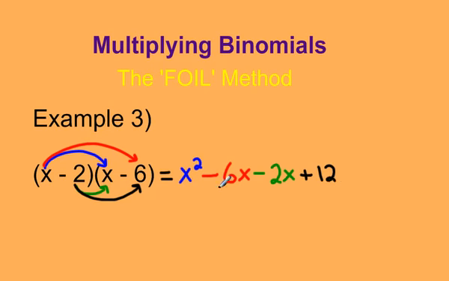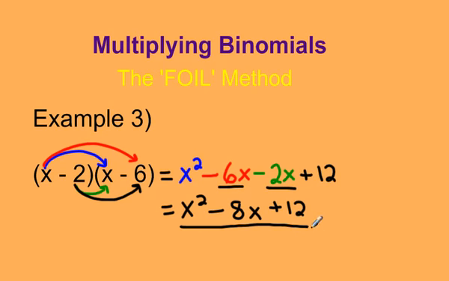As we can see, we again have two like terms in the middle. We're going to combine those to simplify. X squared, now we have negative 6 minus 2. Negative 6 minus 2 is negative 8x plus 12. And there's our final answer. So x minus 2 multiplied by x minus 6 is x squared minus 8x plus 12.